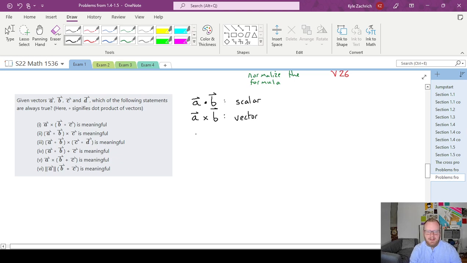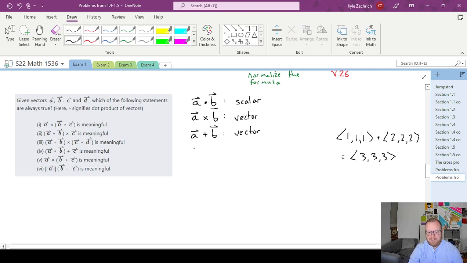If I take, let's say, A plus B, you can think about whether that's a scalar or a vector. But if you add two vectors together, the result is a vector. Or you could think of it as 1, 1, 1 plus 2, 2, 2 is equal to 3, 3, 3. So a vector plus a vector is definitely a vector.